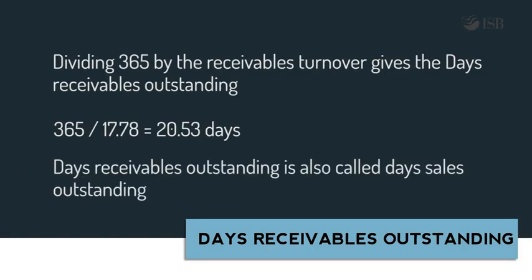Days receivables outstanding is also called days sales outstanding. Days receivable outstanding has increased marginally from 17.73 days in 2012. This may be indicative of some of Amazon's customers having financial difficulties and hence delaying their payments. It also could be that Amazon's credit department is doing a poor job of recovering amounts due to it.